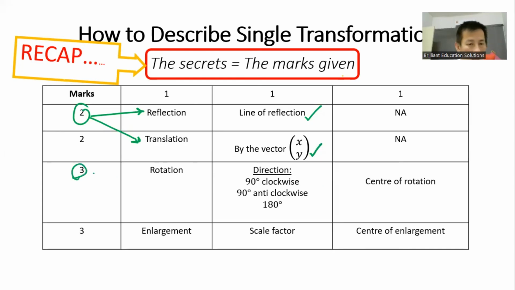For the 3 marks, it can either be rotation or enlargement. For rotation, you need to state the direction and the center of rotation, whereas for the enlargement, you need to state the scale factor and the center of enlargement. Do take note, the scale factor can be positive or negative.